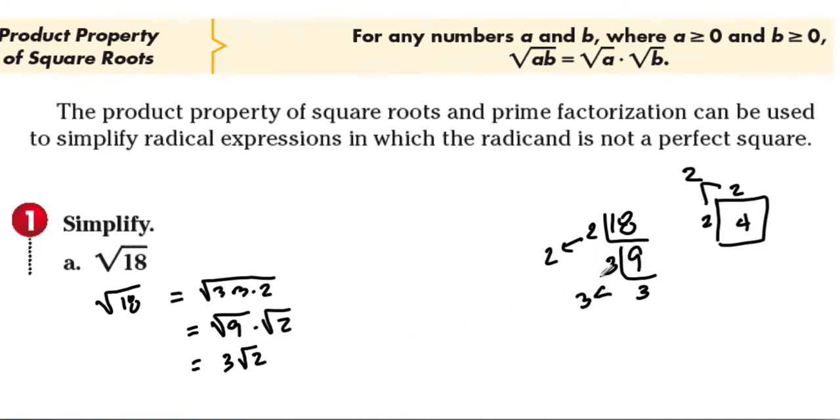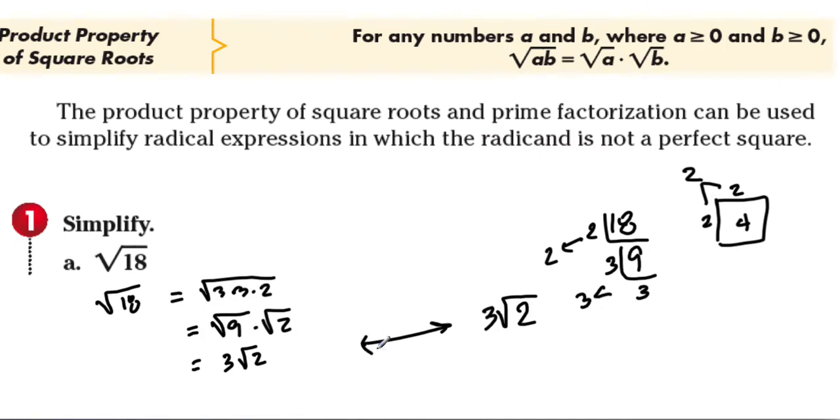So in this case, when you're doing the drop down, you simply pair up the two numbers that are the same. In this case, it's 3, and that goes out of your square root. And the numbers that don't pair up go inside your radical sign. So you can see two ways of doing this.